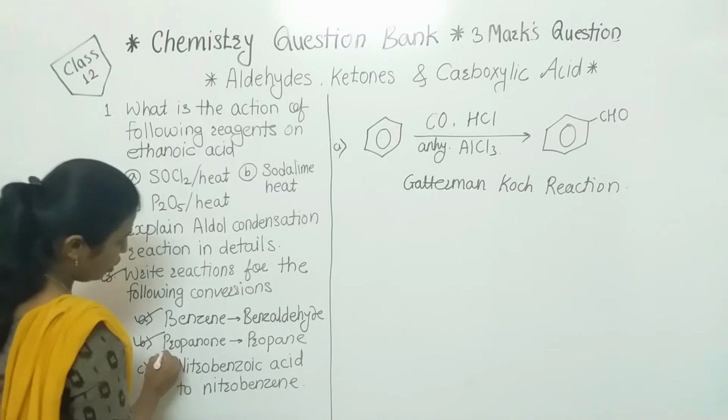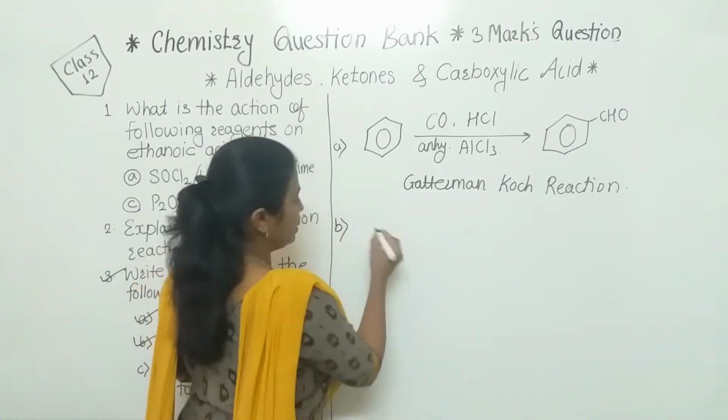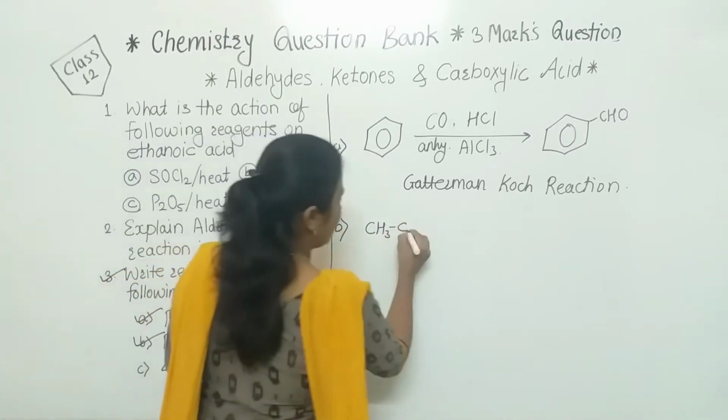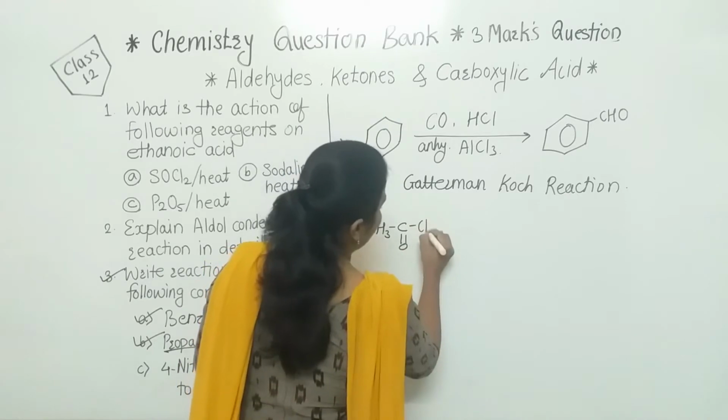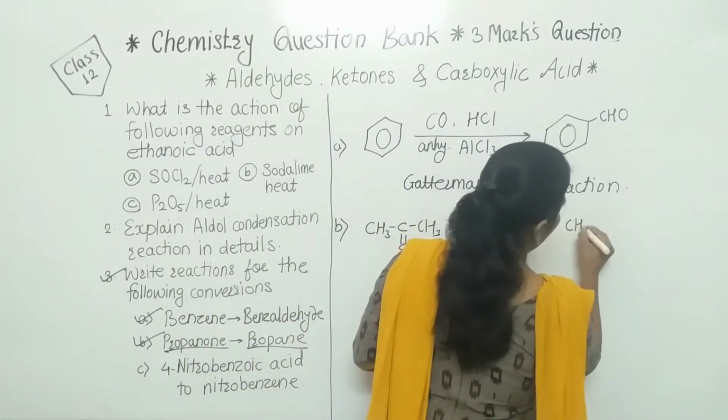Second conversion, propanone to propane. What is the structure of propanone? 3 carbons, CH3, then the second carbon with the double bond O. This is the structure of propanone that we have to convert into propane.